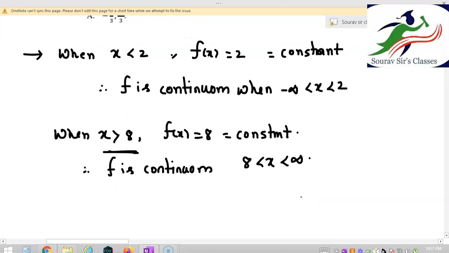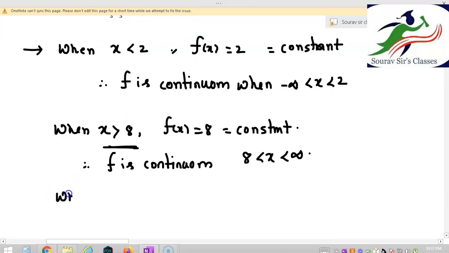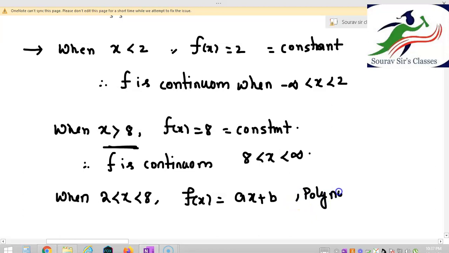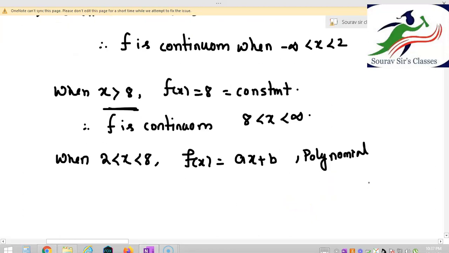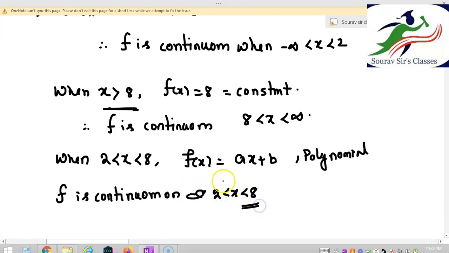Okay, now when 2 is less than x less than 8, then the value of f(x) is equal to ax plus b. If a and b are real numbers, then again it's a polynomial, right? And hence I can say that f is continuous on 2 less than x less than 8, right? In this range f is continuous.